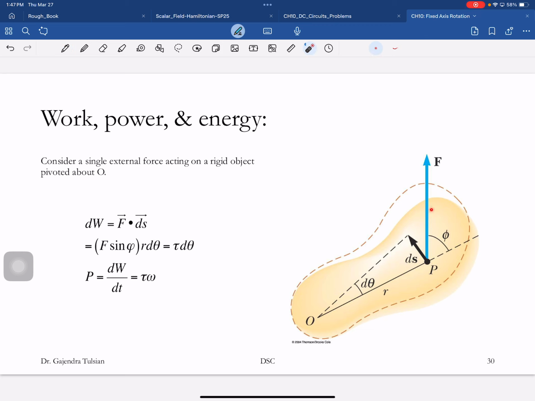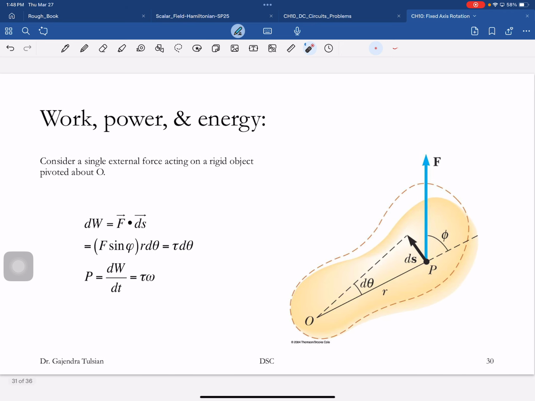So the rate at which this force is doing work is the torque it's applying times the angular velocity of this object. So the rate at which a motor is doing work, for instance, is the torque it applies times the RPM at which whatever object is rotating. This is useful if you look at the specs for cars and stuff like that.